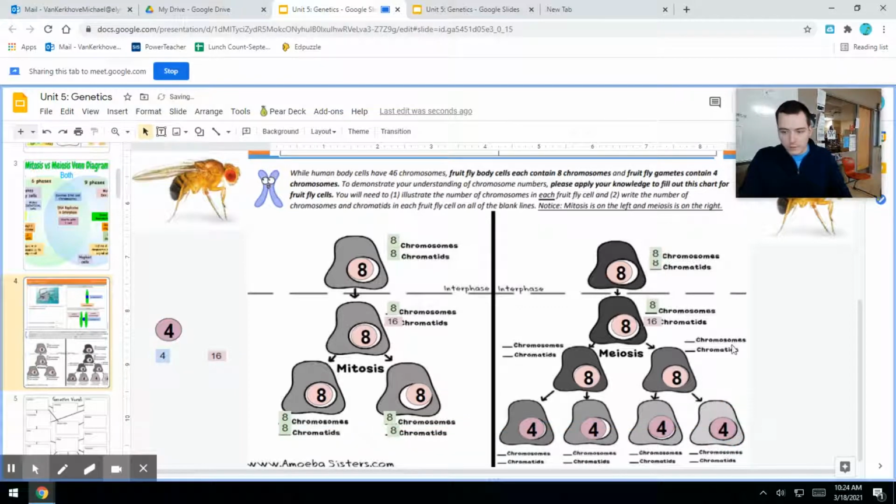And we're not going to fill in those other chromosome and chromatid numbers. The big thing is in mitosis, I start with 1 cell and end with 2 cells that are the same. In meiosis, I start with 1 cell and end with 4 cells that are unique.